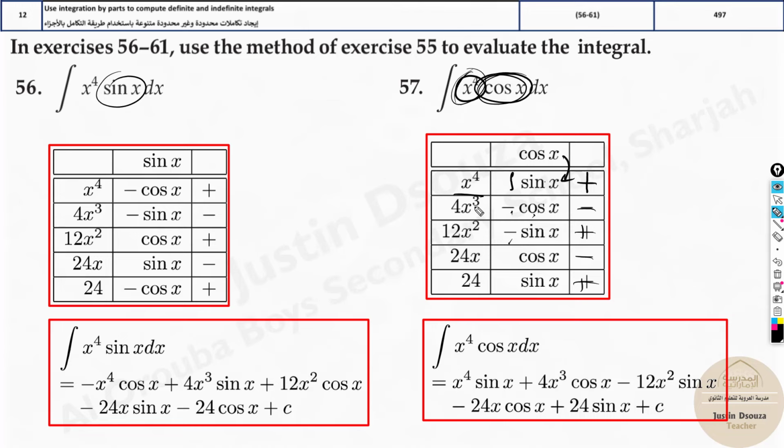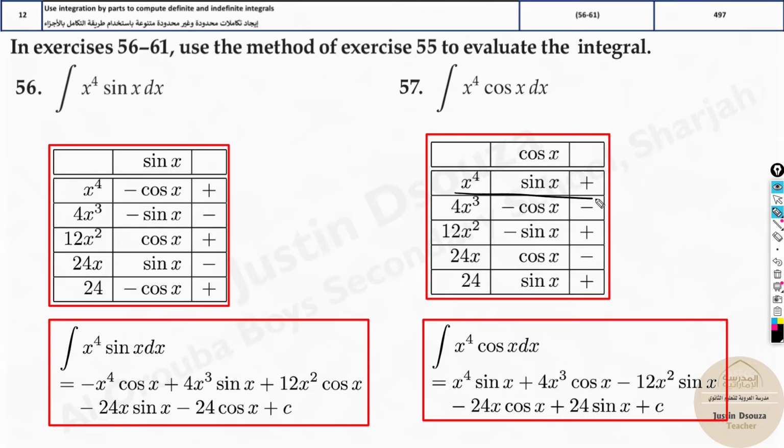Here we have to just keep on differentiating. X to the power 4 will be 4x cubed. Then 3 comes down, will be 12x squared. 2 comes down, 24x, and lastly 24. Plus minus plus minus. Now you just write all these terms together.